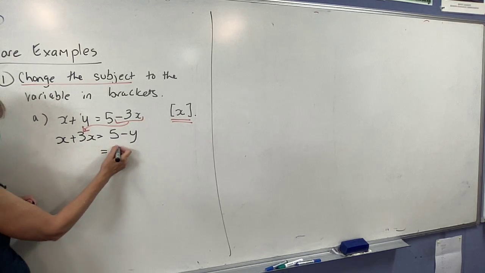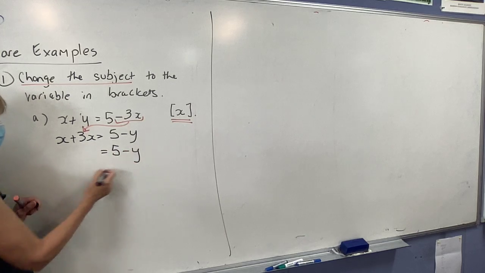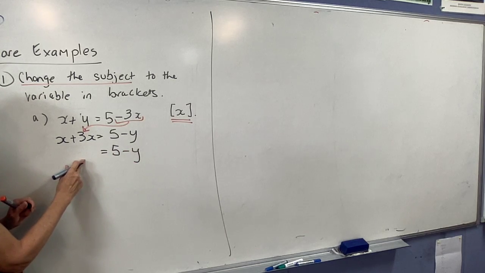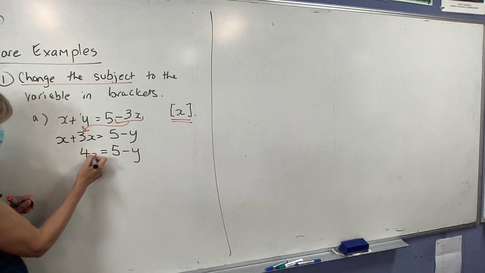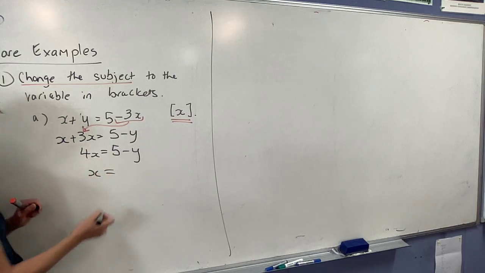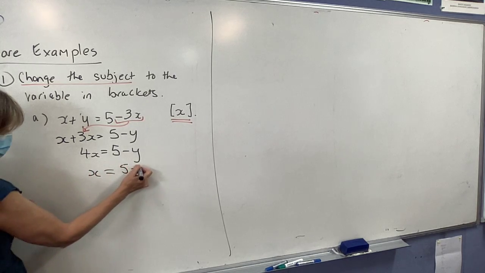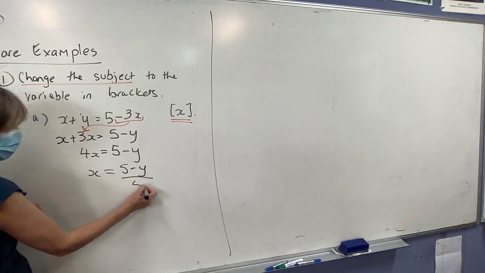Minus y over 5, well, I don't want the final answer yet. What's this equal? 4x. Okay, now you can do your last line. X equals 5 minus y. Perfect. Does anyone have any questions on that one?